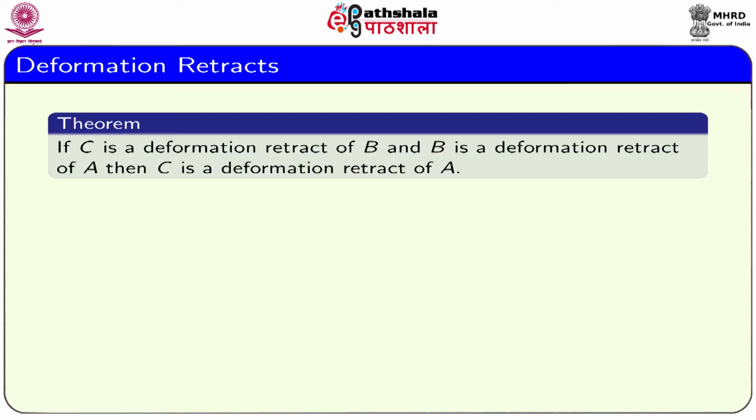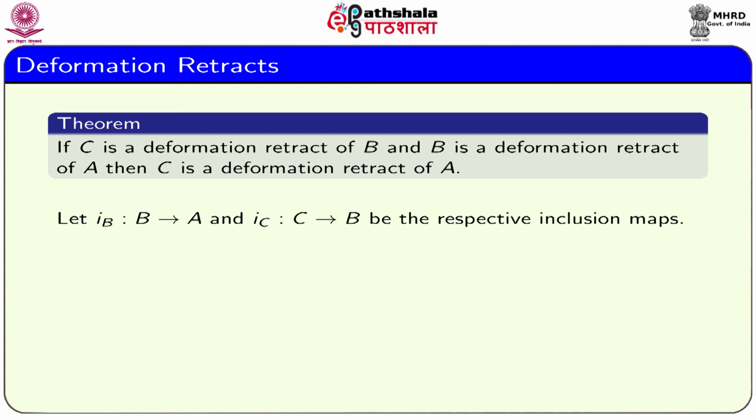Now, we prove a result that if C is a deformation retract of B, and B is a deformation retract of A, then C is a deformation retract of A. Now, how do we prove it? We take the inclusion maps IB and IC. IB is an inclusion map from B to A, and IC is the inclusion map from C to B.